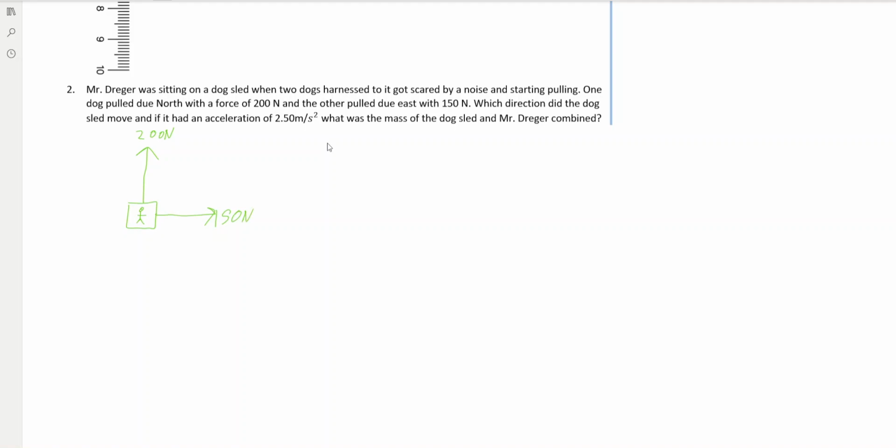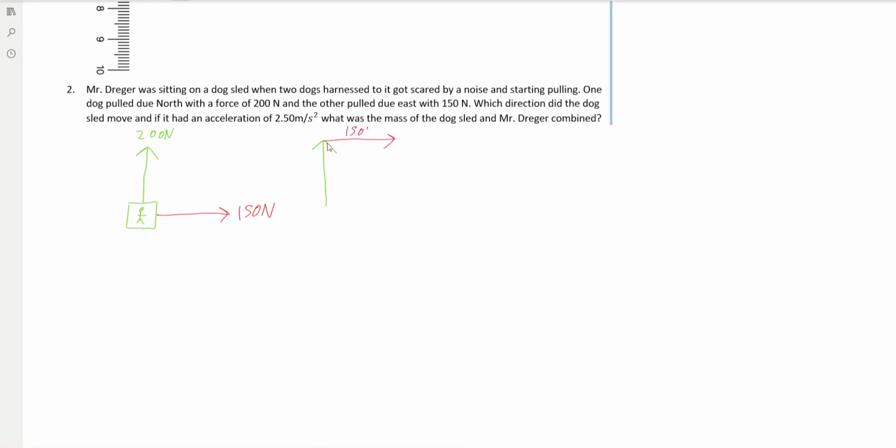What direction did the dog sled move if it had an acceleration of that? And if it had an acceleration of that, what was the mass of the dog sled and Mr. Drager combined? So, first, we need to put these two forces together. Actually, let's draw this with a different color here. These two forces together. So what we're going to do is draw them tip to tail. So we've got that one, and we've got this one.